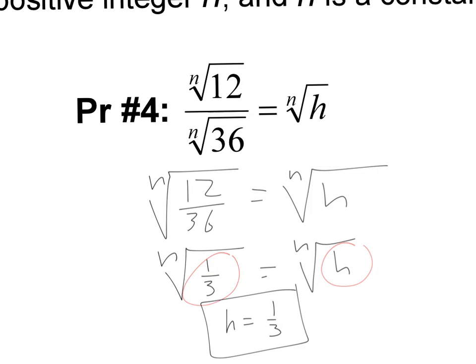Okay. So you should have seen that you could write this as 1 square root. And you get 12 over 36. 12 over 36 is 1/3. And so now you see the 1/3 is in the exact same place as the h. So 1/3 must be equal to h.